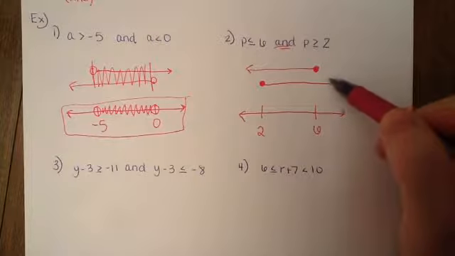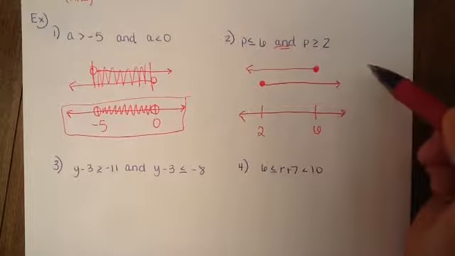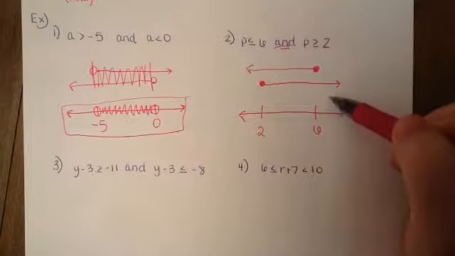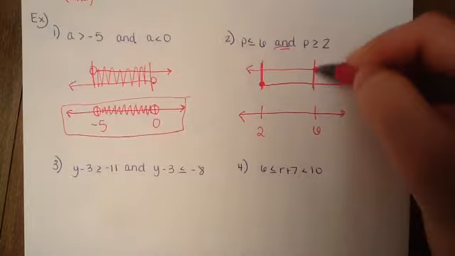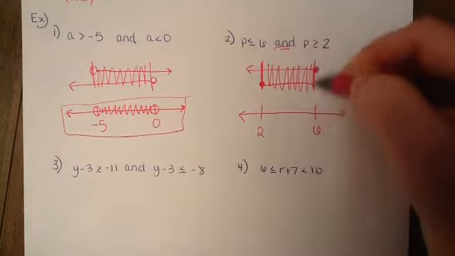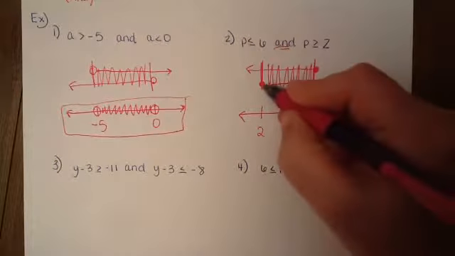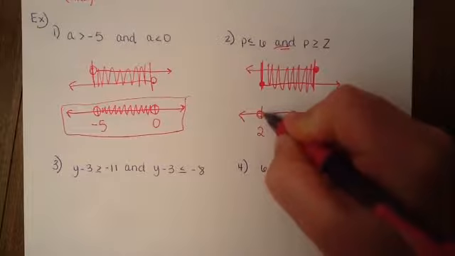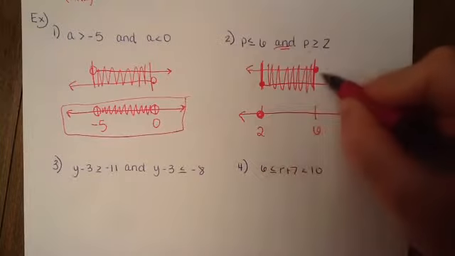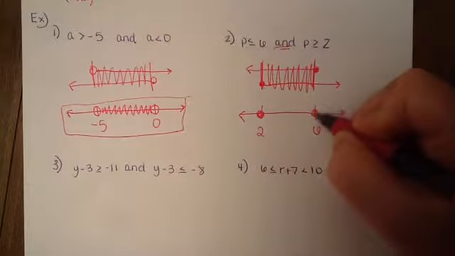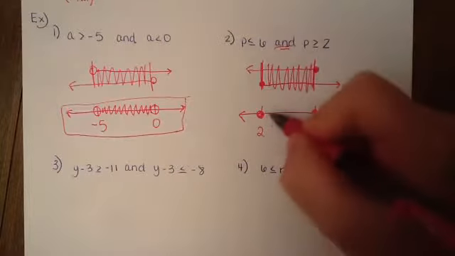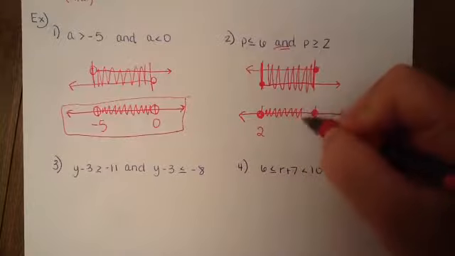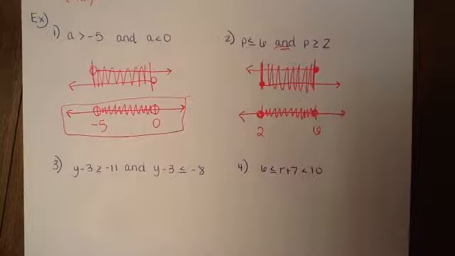Since it is P is less than or equal to 6 and P is greater than or equal to 2, where do both pieces overlap? Where are both pieces present? In between. So I'm going to come down. I'm going to put what type of circle here? Closed. I'm going to drop this one down. And where is my final answer shaded? In the middle, where both of those are.